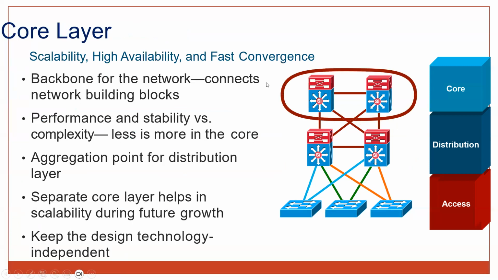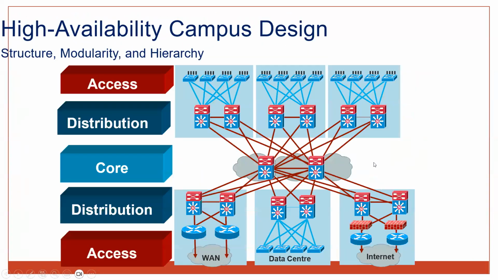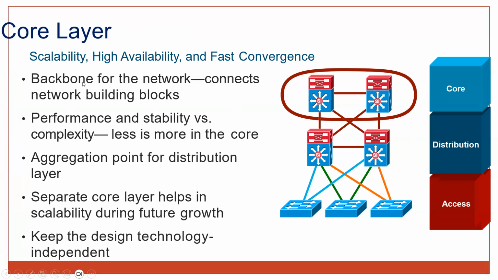Then finally, you have the core layer. In the core layer, the distribution layer will connect, and from the core, you have to connect different types of services as per this topology. You are connecting with WAN, data center, internet, etc. So that's why we are configuring this. This is the backbone. It should have high performance and stability.